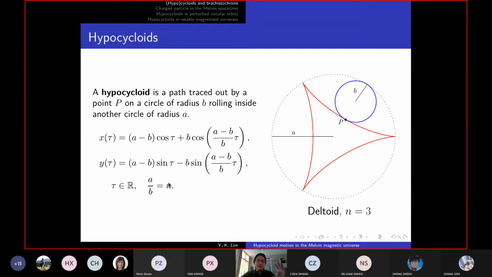So n can be any real number. If you put any circle of any size, it will give you some corresponding n. But if n is an integer, you will get these nice, perfectly closing loops. So in this case, if n is equal to 3, I get 3 cusps or 3 sharp corners, and it will close exactly. So this n equals 3 case has a special name. It is called a deltoid.